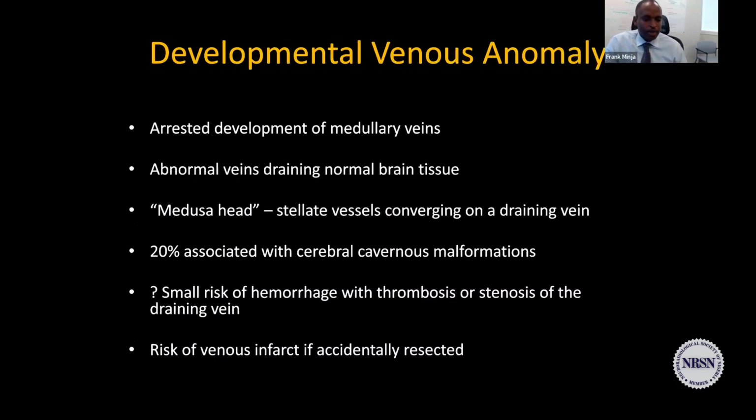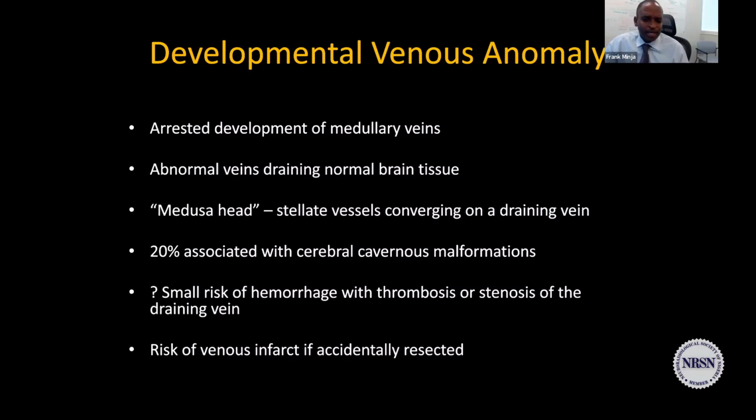This is arrested development of medullary veins. I think I would really say it's arrested branching of medullary veins. So basically what happens is these medullary veins all converge into one dominant vein that then drains the normal brain tissue. It has been called Medusa head, so that these stellate vessels, again, the medullary veins, are converging onto that draining vein. 20% are associated with cerebral cavernous malformation.